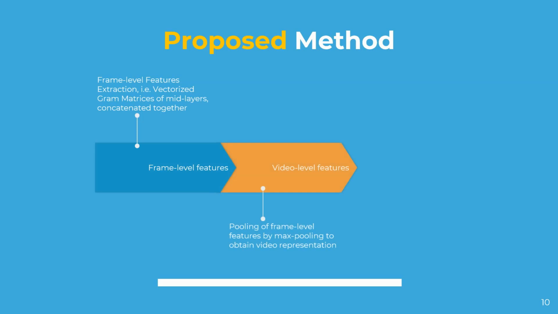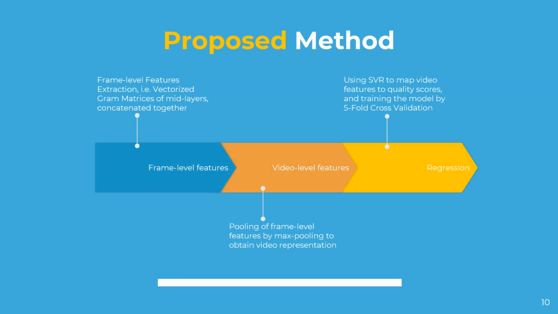In the second step, we convert the frame level features to video level features by pooling, and we use max pooling for that. In the third step, we have regression, and we use an SVR to map video features to quality scores. To train the model, we use fivefold cross-validation, which is repeated 10 times, and we will have 50 correlation scores.